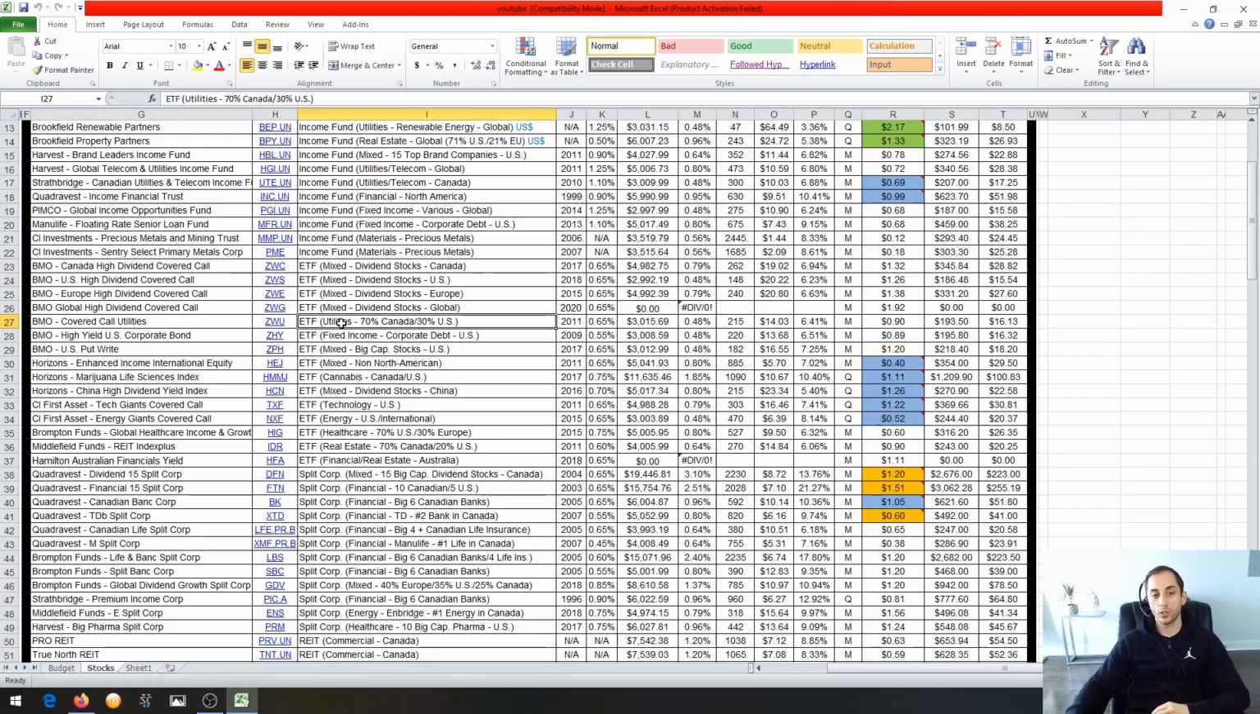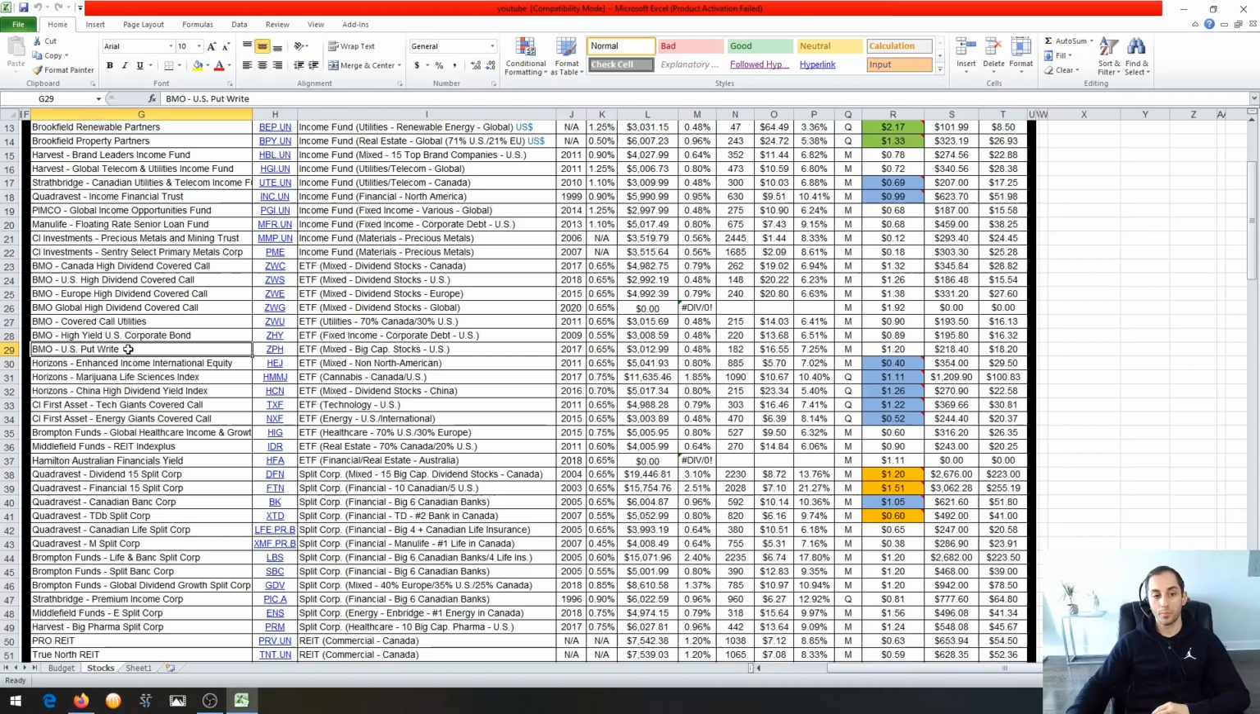The next one is called the Covered Call Utilities Fund, so pretty self-explanatory. It focuses on the utility sector, 70% in Canada, 30% in the US. The next one is the high yield US corporate bond. So here you have more exposure to the US in terms of fixed income because it's corporate debt.